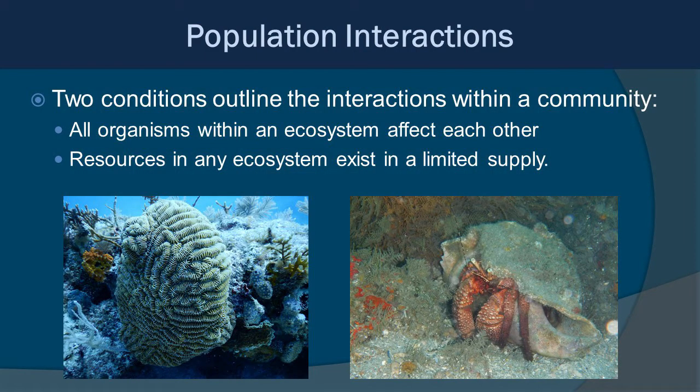So there are two conditions that essentially outline the interactions within a community. First, all organisms within an ecosystem affect each other. Essentially, nobody lives in isolation. And then the second is that resources in any ecosystem exist in a limited supply. This sets up drama, right? Because there's going to be a competition for these resources.